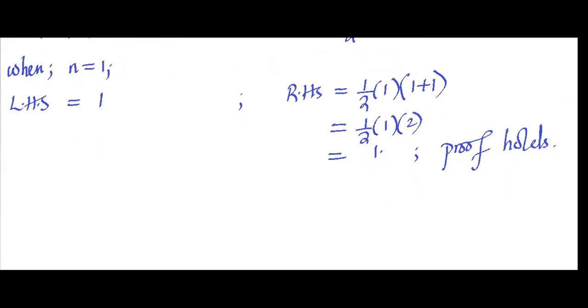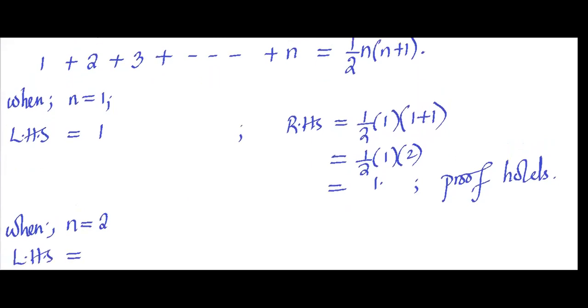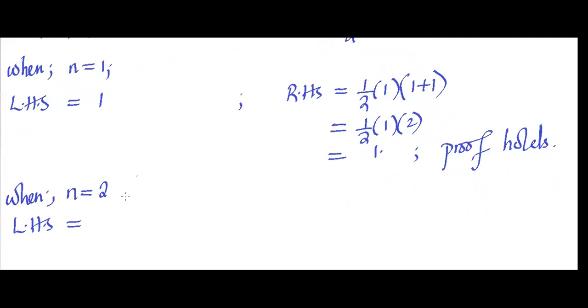Still checking whether it holds, I will check the next terms. When n is equal to 2, on the left-hand side, that statement is calling for the first 2 terms. That is 1 plus 2. What is their sum? The sum of the first 2 terms, 1 plus 2, is 3. But what does it mean? n equal to 2.